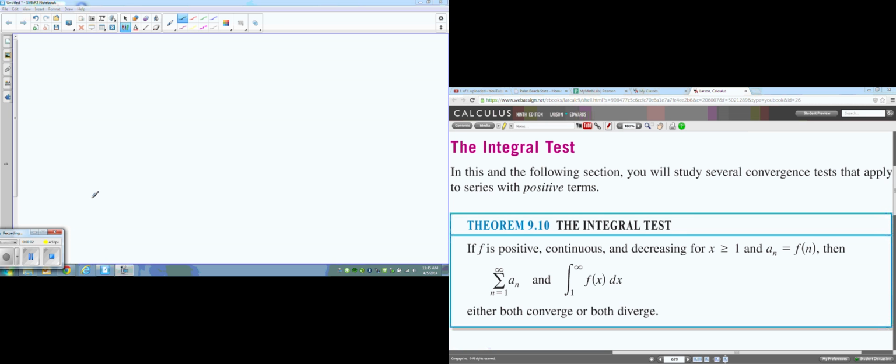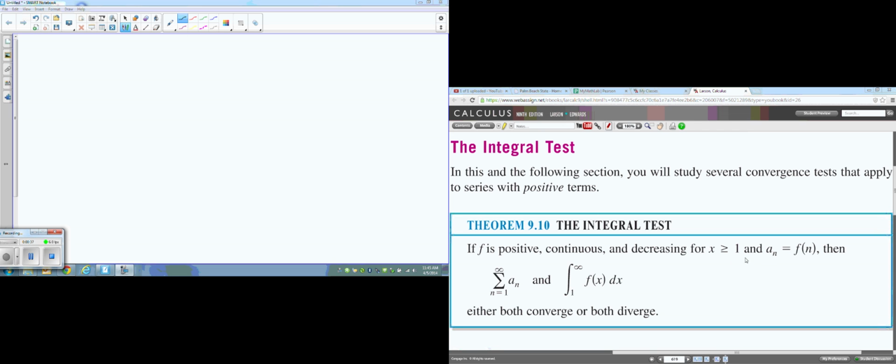Okay, so now we're going to discuss the integral test and P series. Take a look at Larson and Edwards Calculus Ninth Edition. This is Theorem 9.10, the integral test. And it says if f is a positive, continuous, and decreasing function, so we have a function f that is positive, continuous, and decreasing for all x's that are greater than or equal to 1.